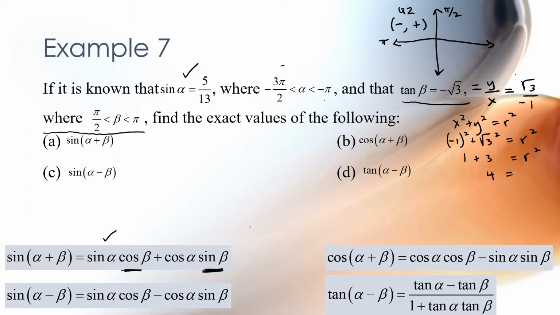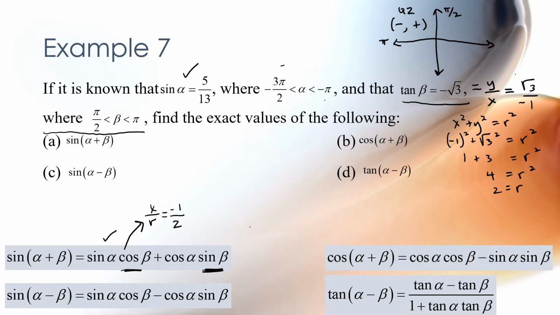I like the looks of that number. So r squared is 4. That means r is 2. Now that's helpful to me because the cosine of beta is equal to some x value over r. Well, I just know that my x value is negative 1. That was given to me with the tangent. And then the r value is 2. So the cosine of beta is equal to negative 1/2.